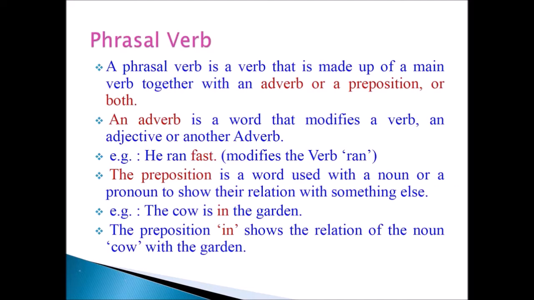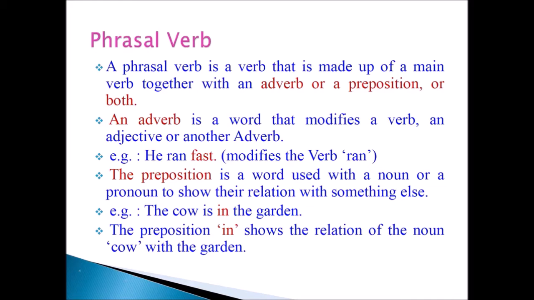Students, what is a phrasal verb? A phrasal verb is a verb that is made up of a main verb together with an adverb or a preposition or both. First, let's see about an adverb. An adverb is a word that modifies a verb, an adjective or another adverb. Now let's see one example sentence. He ran fast. So in this sentence, fast is an adverb. It modifies the verb ran.